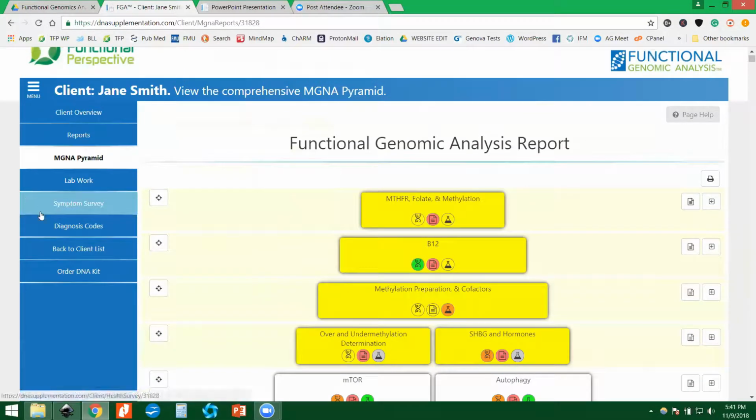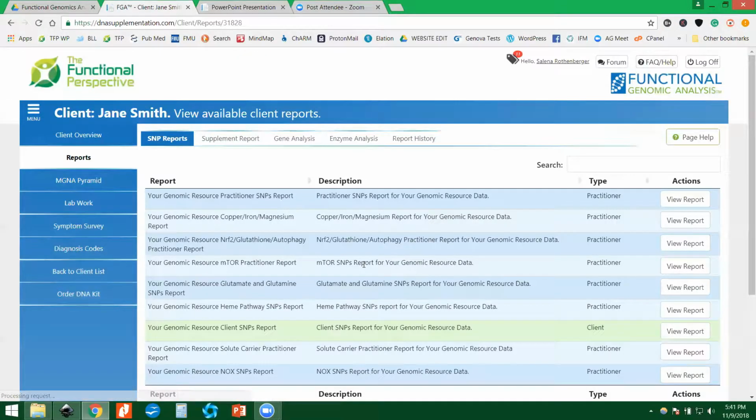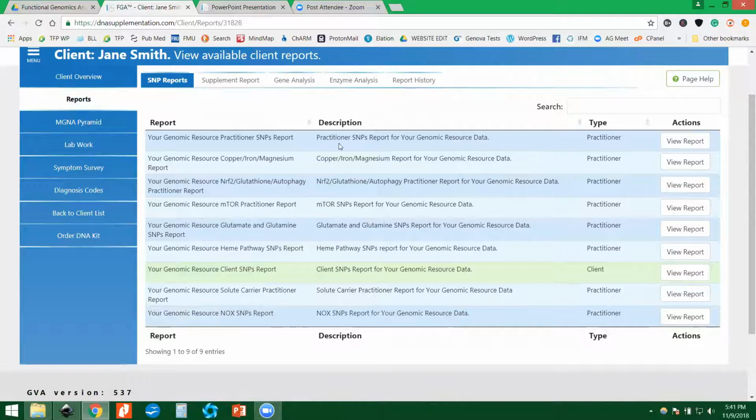And then you can go to the reports. There's a lot of reports here that you can pick from. You can get basically the entire report, or you can look at the copper, iron, magnesium report, or the glutathione, NRF2, autophagy report, or the mTOR SNPs, glutamate, glutamine SNPs, heme pathway, solute carrier 1, or the NOx SNPs. Then we have the one that's for the client. So let's just look here at the full report.